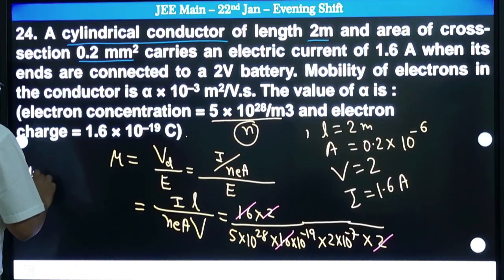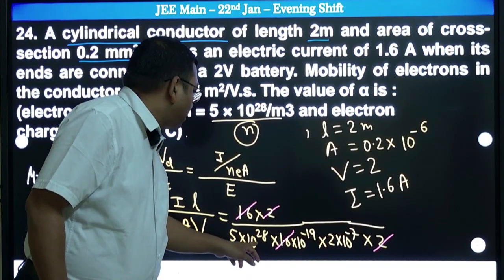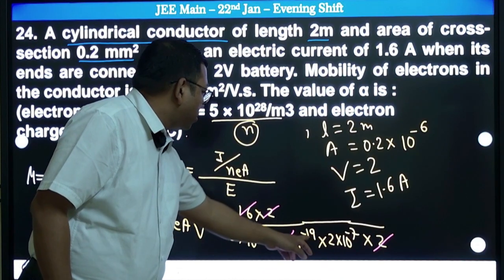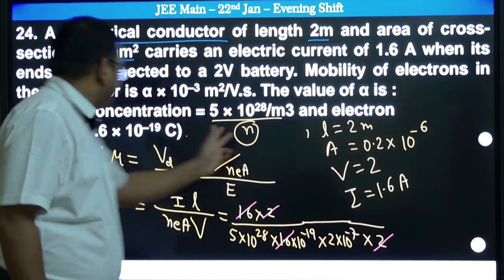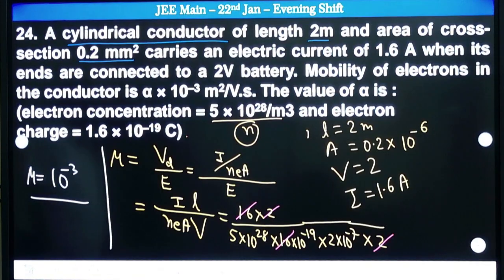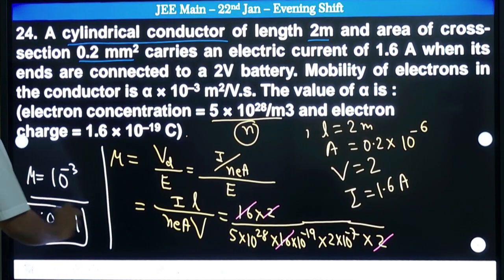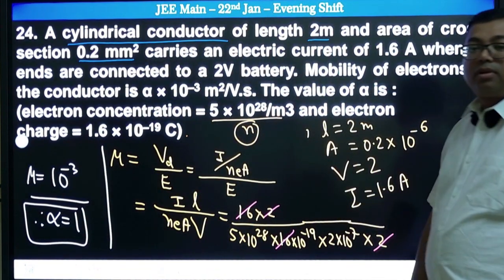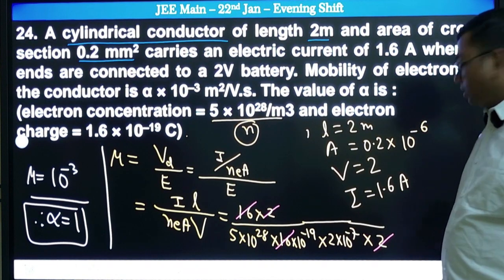So what will it be? Now write it. So this will give a 10, right? 28 plus 1, 29. 29 minus 19, it will become how much? 10. 10 minus 7, 3, 10 power minus 3. 10 to the power minus 3 we are getting in SI unit. So alpha must be 1. Correct. Everything we got, right? Perfect calculation. No difficult calculations. Okay, let us move to the next.